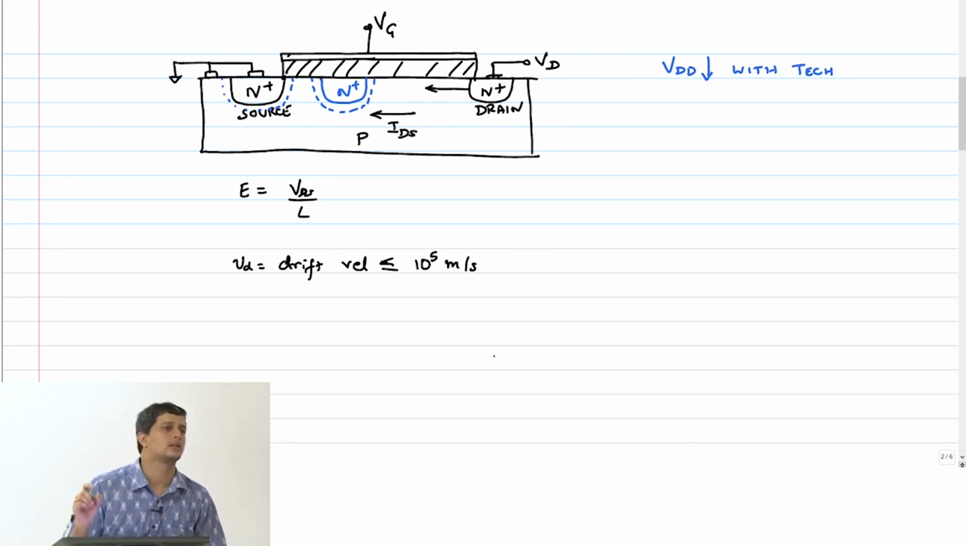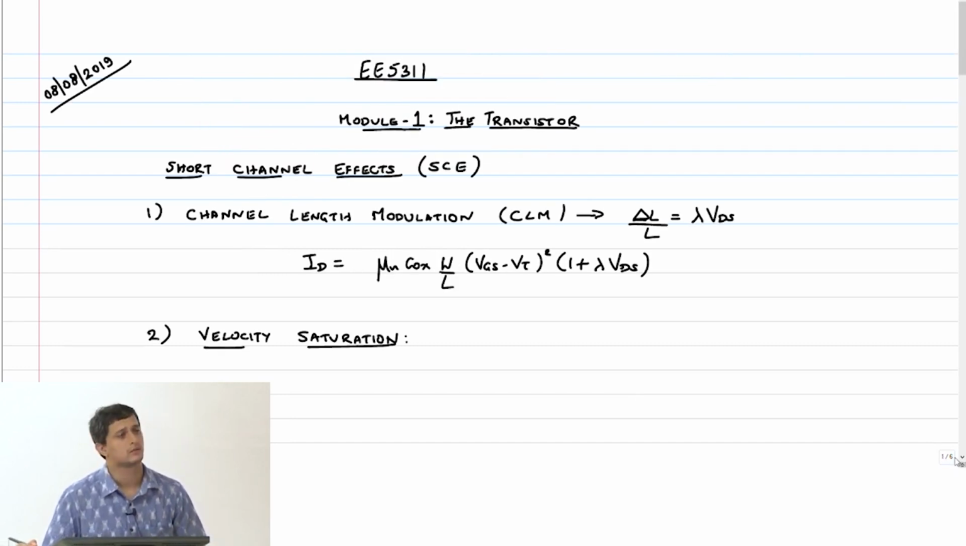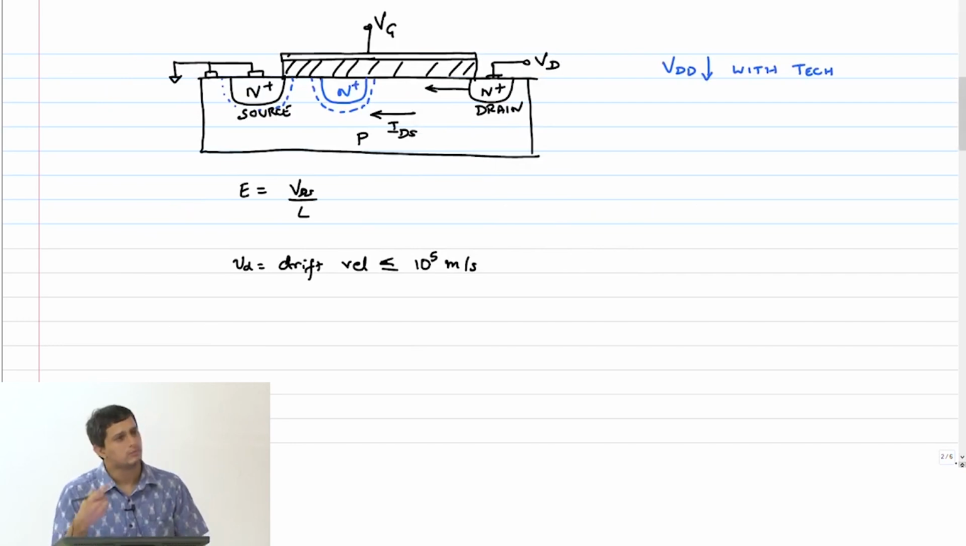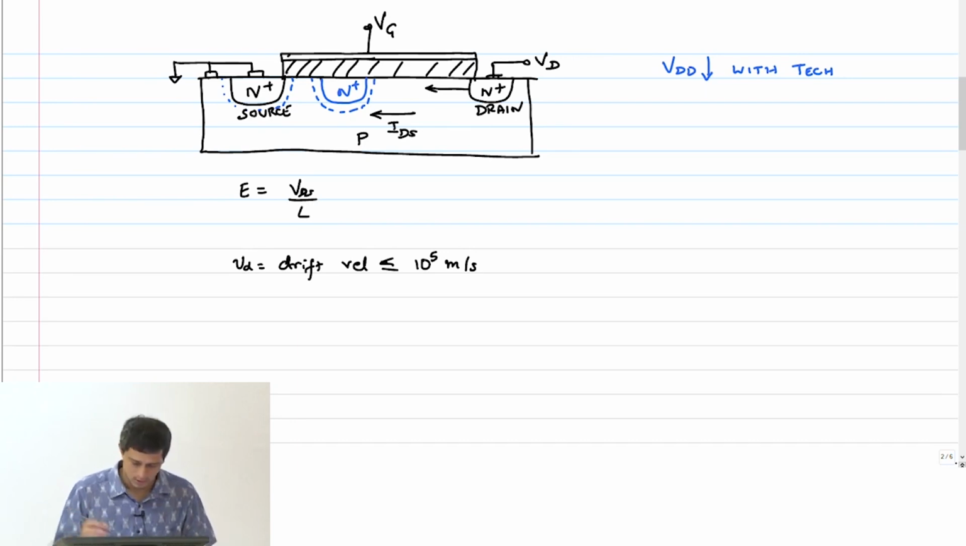Now we have to incorporate this into our model. But look at our current equation. Where is the drift velocity in this? We don't have a drift velocity term in any of these equations. It comes in through mobility. So somehow we have to bring this effect of maximum drift velocity into our current-voltage equation. We have to translate this maximum drift velocity to a maximum voltage that is permissible. So let us look at that.